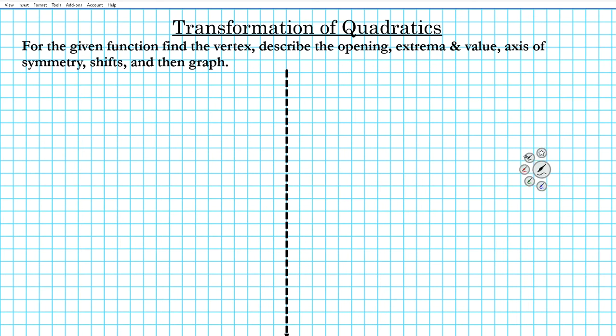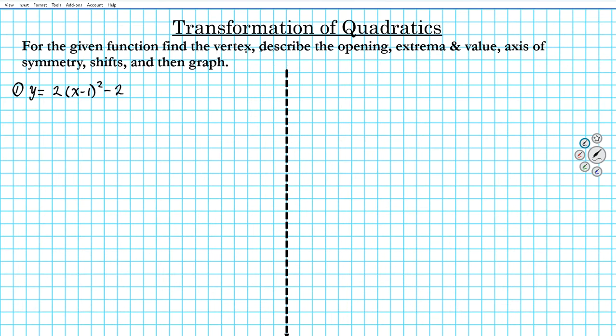In this clip, we're going to be taking a look at transformation of quadratics. We're going to be finding the properties of a given quadratic function in vertex form, and then we are going to sketch the graph of the quadratic. So let's say we have the function for question number one, y equals 2 times the quantity x minus 1 squared minus 2. All right, so instructions are up here.